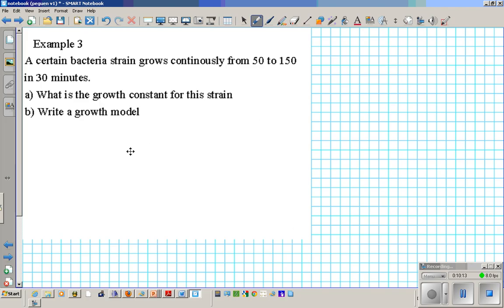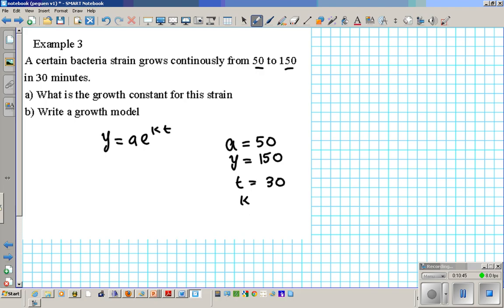So this one is a growth scenario, so we're going to use a formula, and the growth is continuous. Y equals A e to the kt. Okay? The initial amount A is, it started from 50, right? And the final amount Y is 150. That's where it ended, right? So the time frame is 30 minutes. So our growth constant, I do not know what that is, so I need to figure that out. Okay? Alright, so let's go ahead and plug in these arguments and figure out what K is.